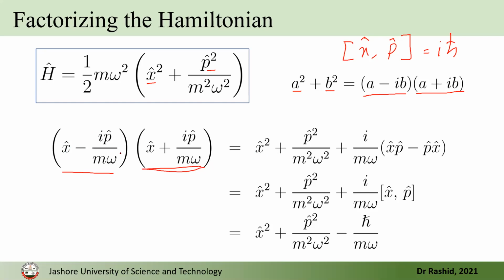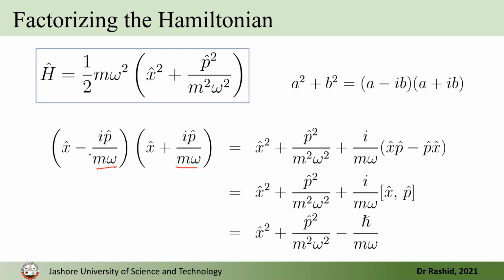Now see what the results are. We have x hat multiplied with x hat, so we have x hat squared. We have this term, minus i p hat by m omega, multiplied with i p hat by m omega. We have i squared, and i squared is minus 1, so with this minus it becomes plus finally. So we have p hat squared by m squared omega squared from these two terms.